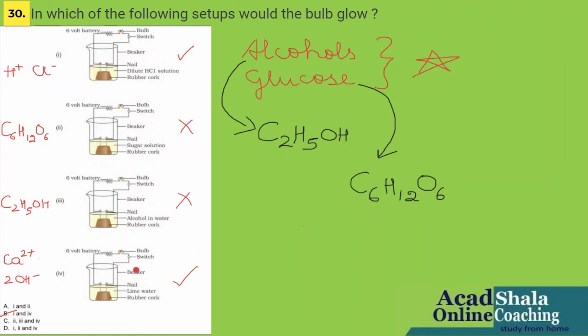So now I've seen that among the 4 setups, in the first and the fourth, the bulb will glow. That is showing that it is dissociating into ions, and because of this flow of ions, the bulb glows. So the correct option among the 4 will be B, that is the first and the fourth part.